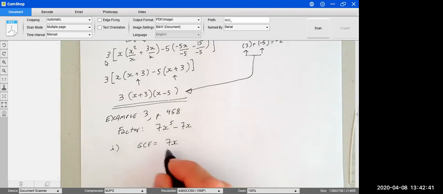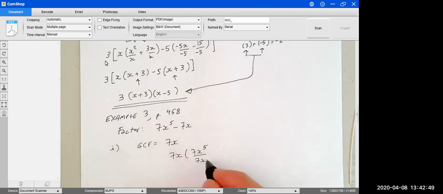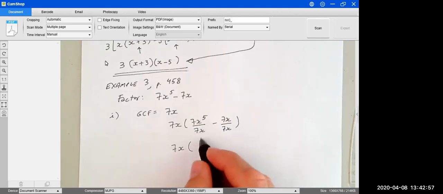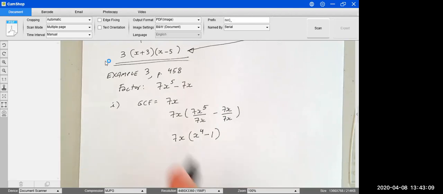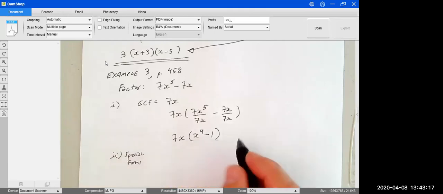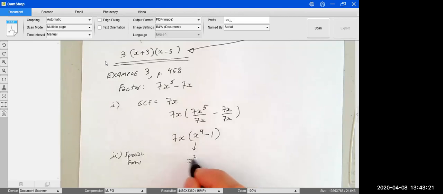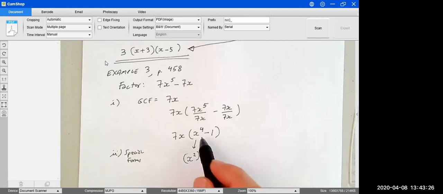So let's factor out the greatest common factor, and then you're going to have 7x that multiplies 7x to the 5th over 7x minus 7x over 7x. So from this step, we just get 7x that multiplies x to the 4, because 7 cancels 7, and minus 1, because 7x over 7x is just 1. So the second step is just looking for special forms. So you have here a difference of two perfect squares. So you're going to write this as x squared squared. Remember, you divide the exponent by 2, and then you square the resulting expression to be able to write a term as a perfect square. Here is just one square.